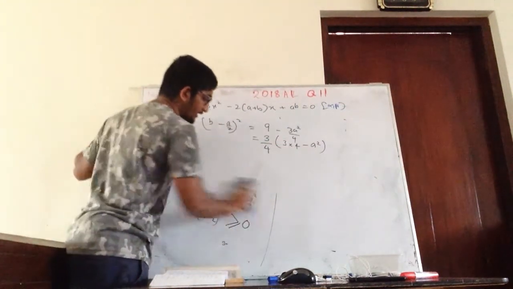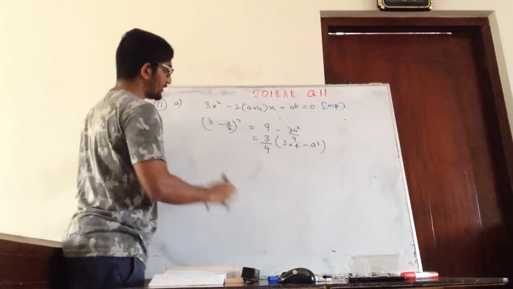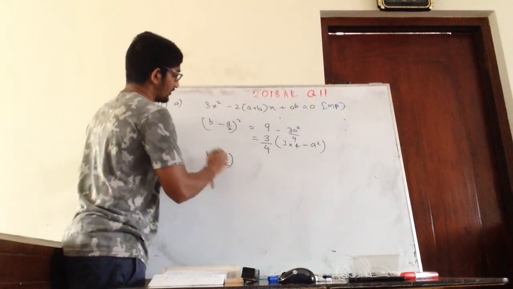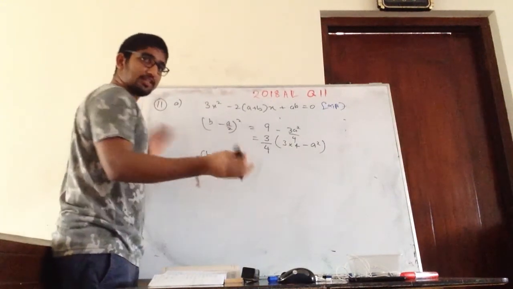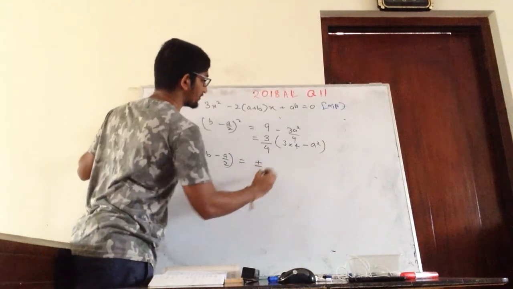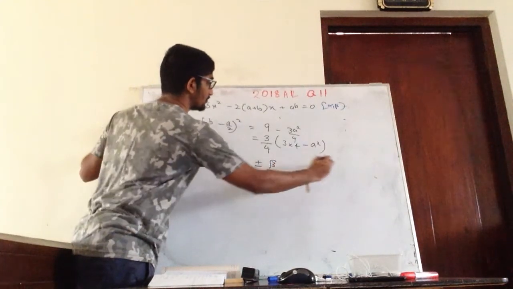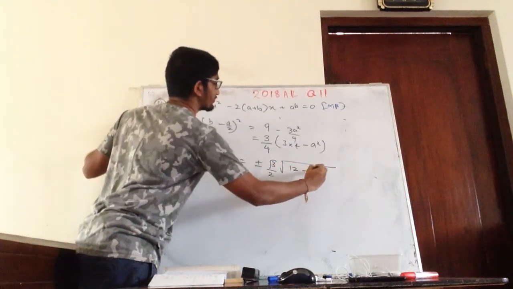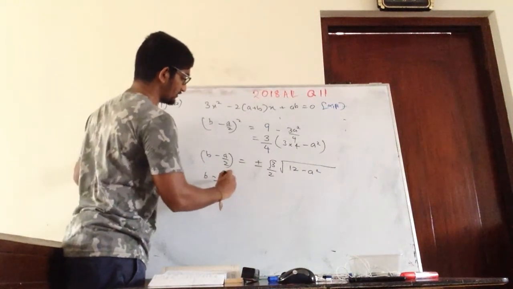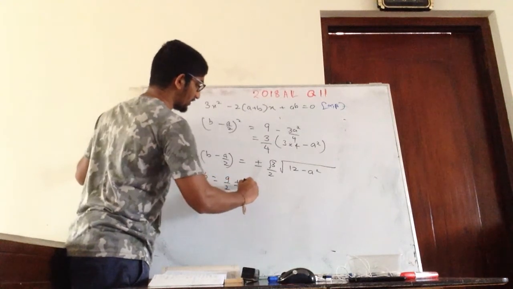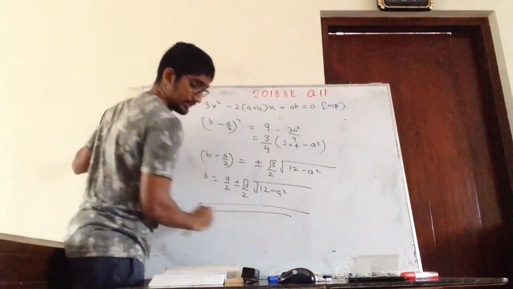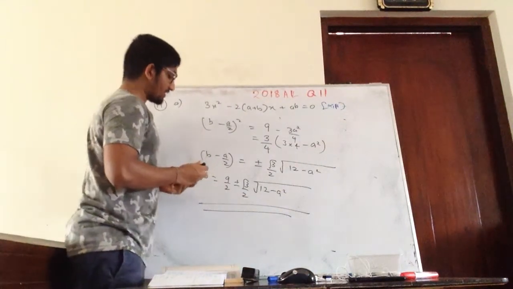So then since I need b, I am going to take the square root of this. So when I take the square root of it, the plus or minus implication comes. So here this will be plus or minus square root 3 over 2 square root 12 minus a square. Right, so you took the square root of this. So then you will get b equals a over 2 plus or minus square root 3 over 2 times 12 minus a square. So this is the answer that they want.